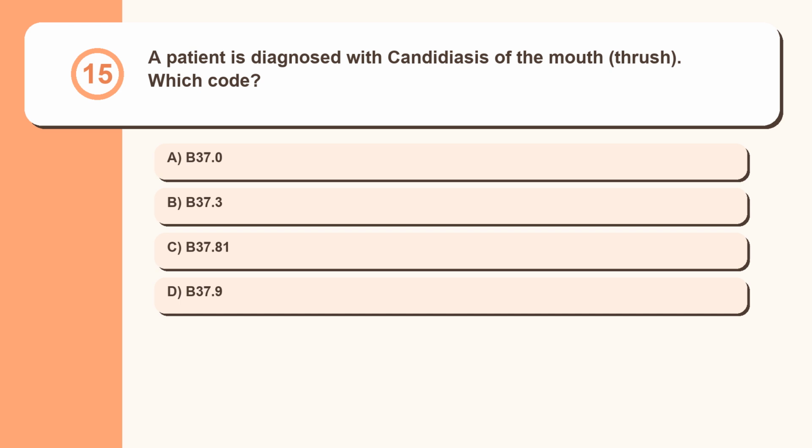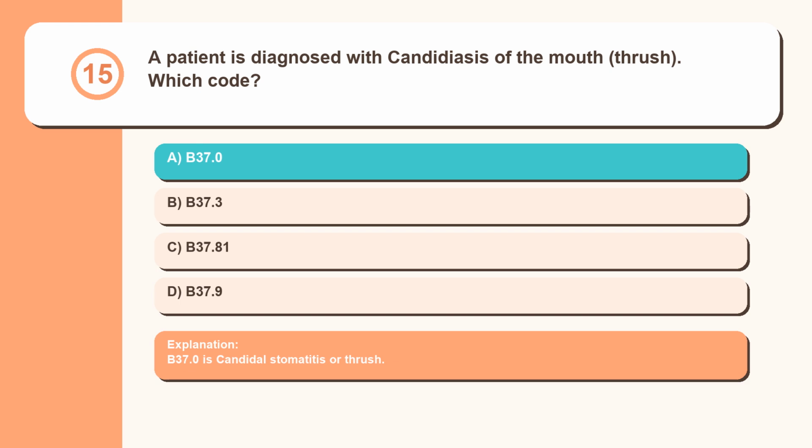Question 15. A patient is diagnosed with candidiasis of the mouth, thrush. Which code? B37.0, B37.3, B37.81, B37.9. B37.0 is candidal stomatitis or thrush.